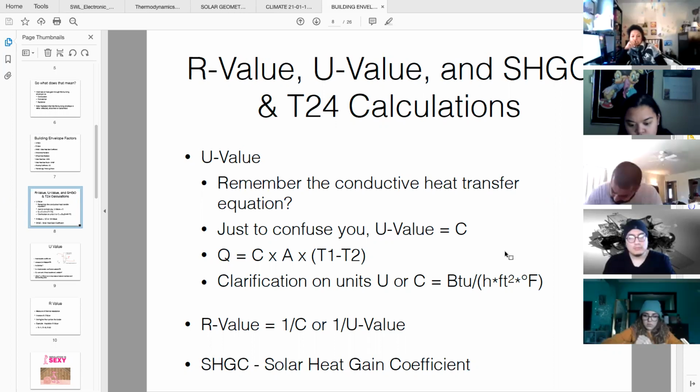The R value, the resistance, is the inverse, or the exact opposite of the U value, and that is going to be what is resisting heat transfer through either a surface, a material, or a wall assembly, roof assembly, floor assembly.